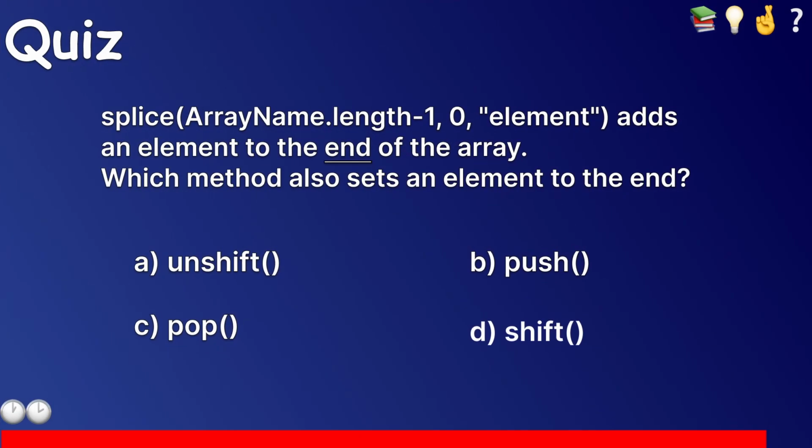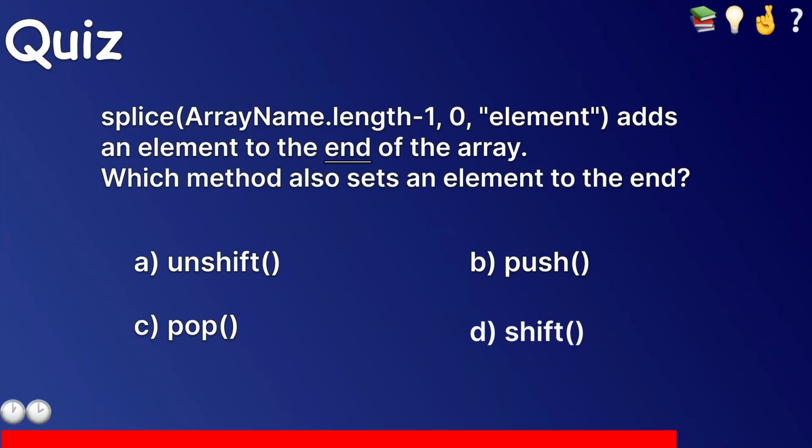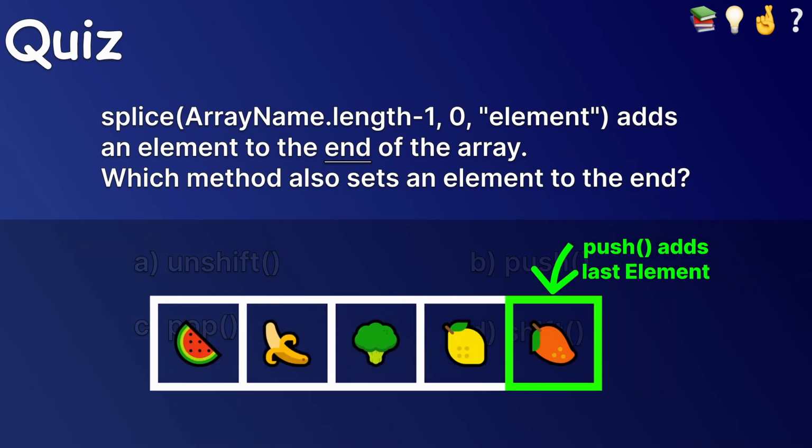Let's do a short little quiz. If you need more time, you can pause the video. So splice array name.length -1, 0 element adds an element to the end of the array. Which method also sets an element to the end? A, unshift, B, push, C, pop, or D, shift. So you got 3, 2, 1, and it's push. Push pushes an element into our array, so it adds one element to the end of our array.